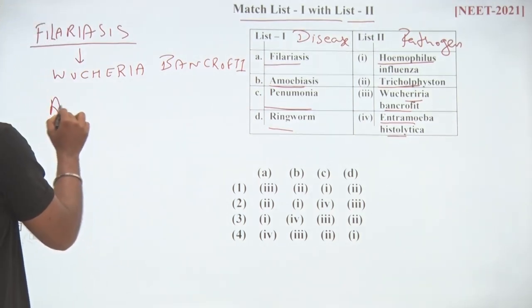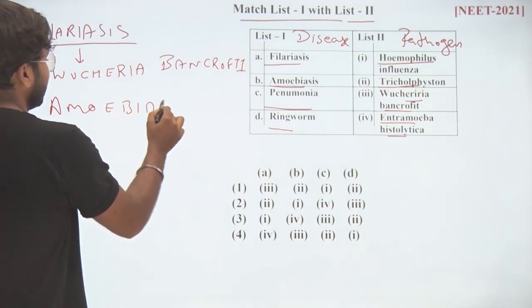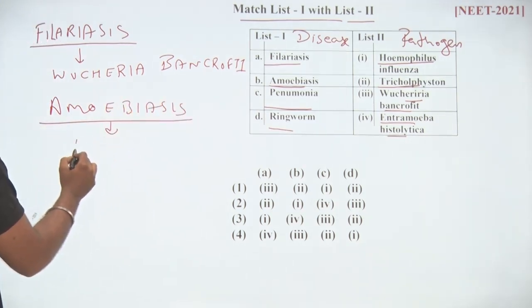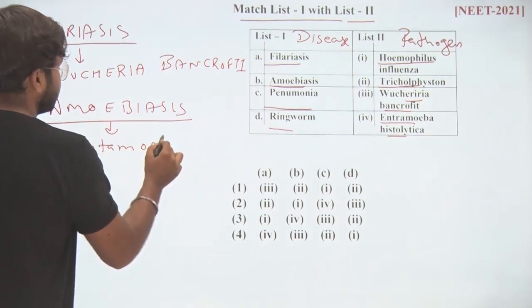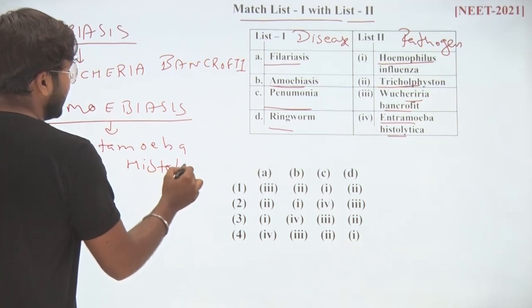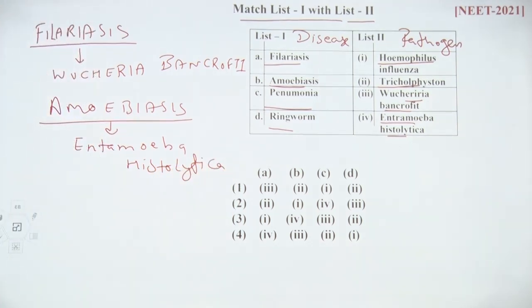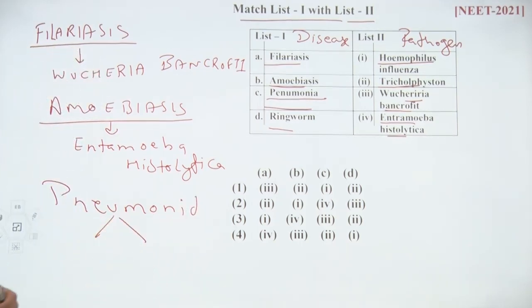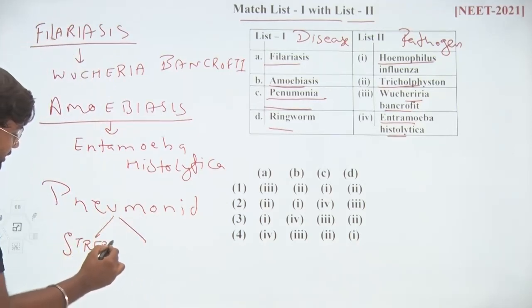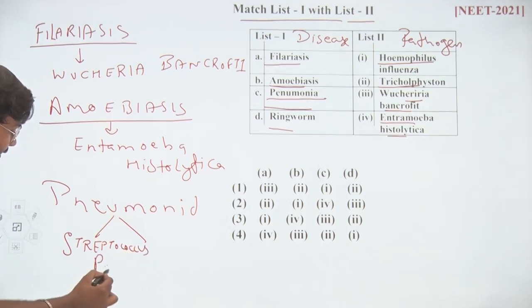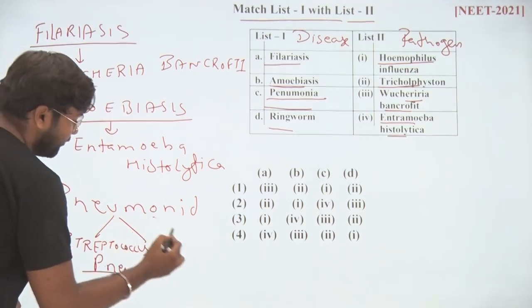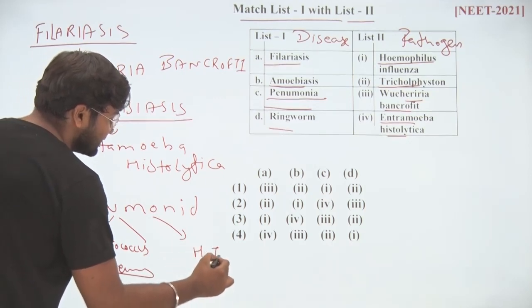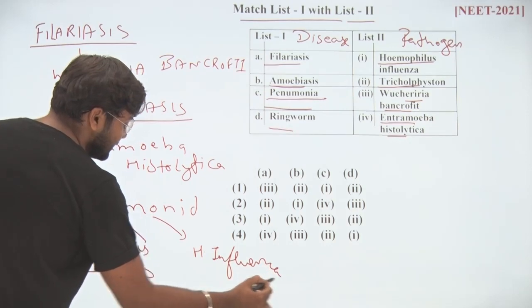So the second one is amoebiasis. Whenever we are talking about amoebiasis, it is caused by Entamoeba histolytica, which will affect the intestine, correct? When we are talking about pneumonia, do you know pneumonia is a dual type of disease? It is caused by bacteria as well as virus. The bacteria is named Streptococcus pneumoniae, whereas the virus is named Haemophilus influenzae, right?